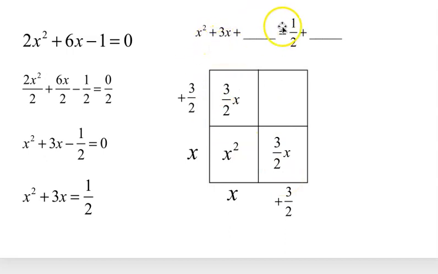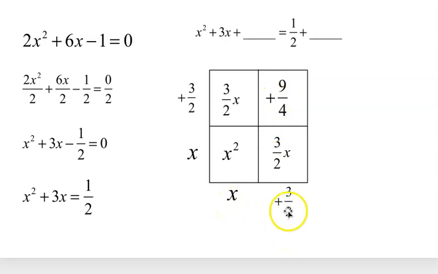But I want to add the same number to both sides. I have to complete the square. I have a missing piece here. Remember, length times width. The length is positive 3/2, the width is positive 3/2. If I multiply those together, I get 9/4. So by putting 9/4 here, now I have a perfect square.